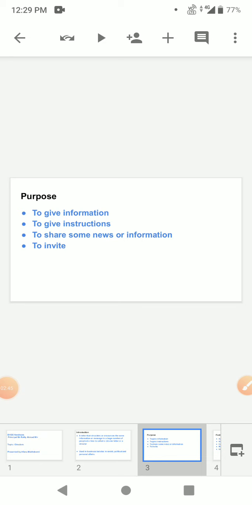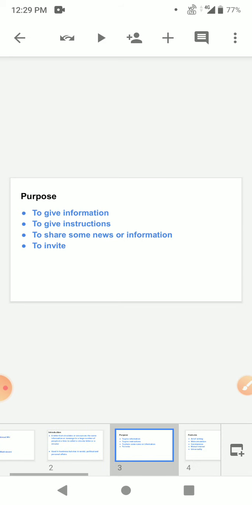Then coming to the purpose, why do we need to write circulars? Why do we write circulars? So we write or draft a circular to give information about something, to give instruction, to share some news or information, or sometimes to invite.